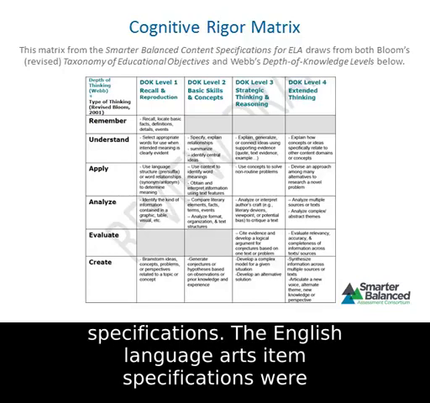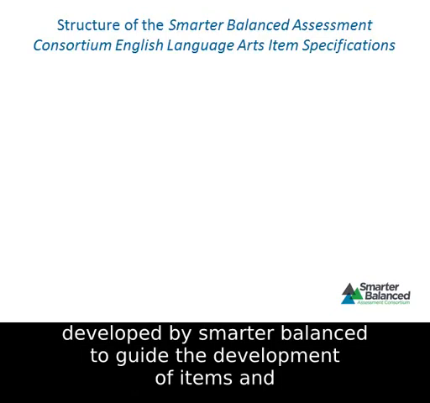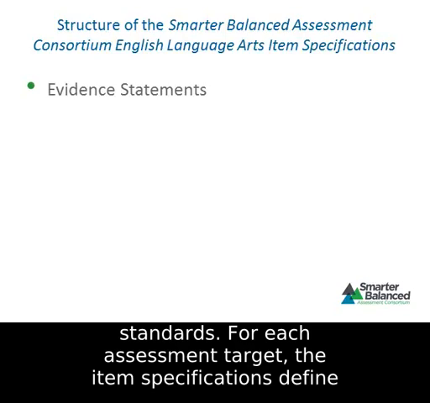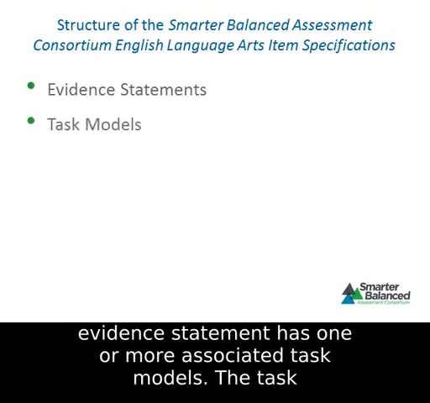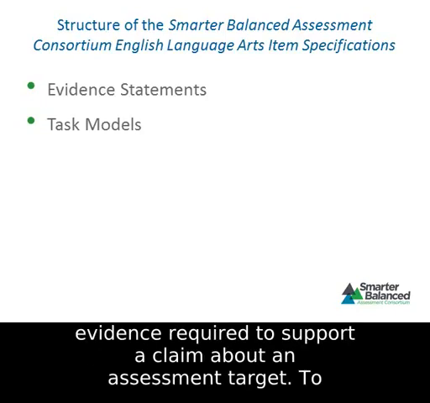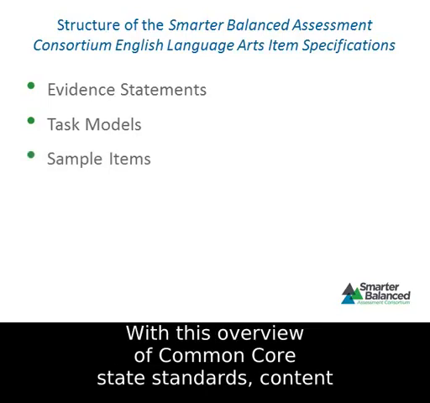Now let's examine the item specifications. The English Language Arts item specifications were developed by Smarter Balanced to guide the development of items and tasks that support claims about the achievement of Common Core standards. For each assessment target, the item specifications define the evidence to be collected to support claims about the target. Each evidence statement has one or more associated task models. The task models describe specific characteristics of items that can elicit the evidence required to support a claim about an assessment target. To make the task models more concrete, sample items are also provided.